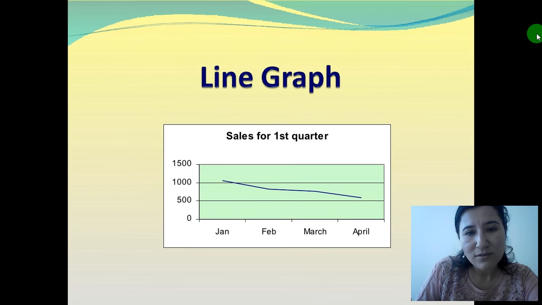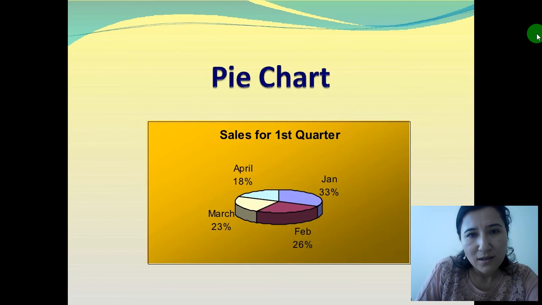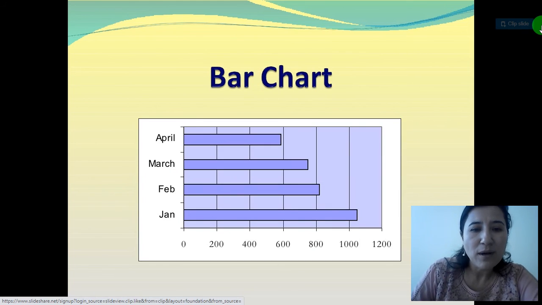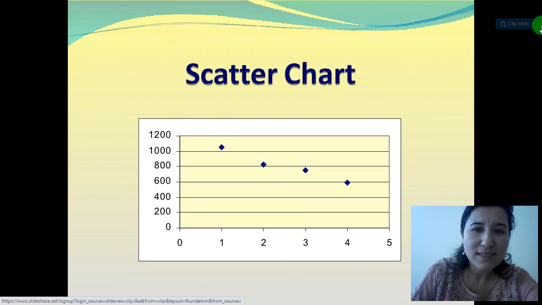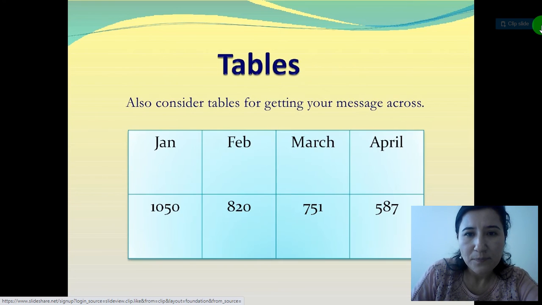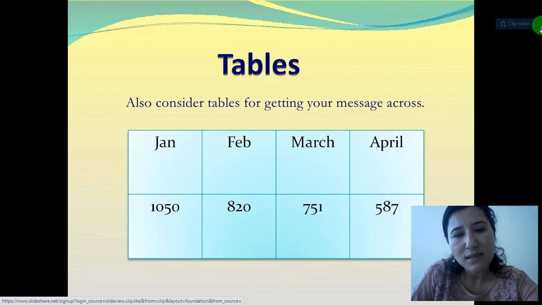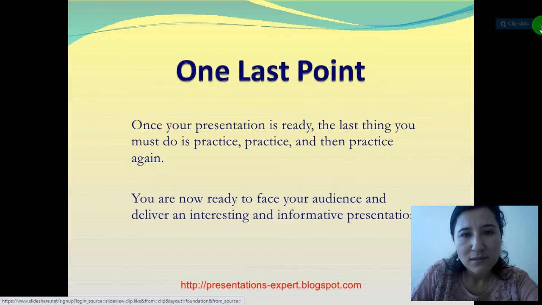Line graphs: here we have got examples. And a pie chart as well, to show a percentage, or a share of something. Then a bar chart and a scatter chart. These chart types and graphs give better understanding. Tables: here you can see how months and numbers are given.